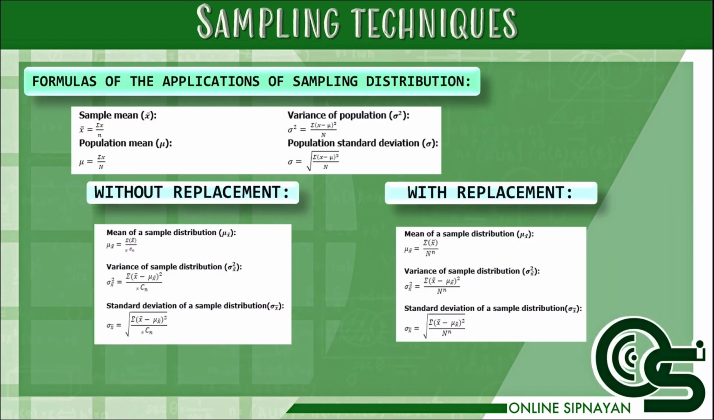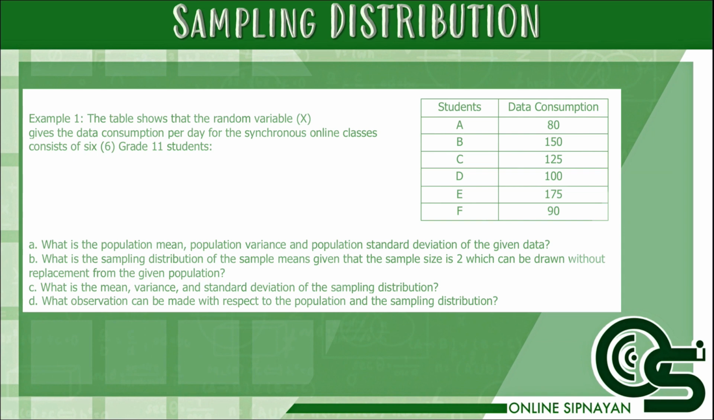These are the formulas that we are going to use to easily compute and understand the applications of sampling distribution. And these are the formulas that we are going to use for sample means for a sample size, which can be drawn without replacement from the given population. And these are the formulas that we are going to use for the sample means for a sample size, which can be drawn with replacement from the given population. Now, let's try this given example.